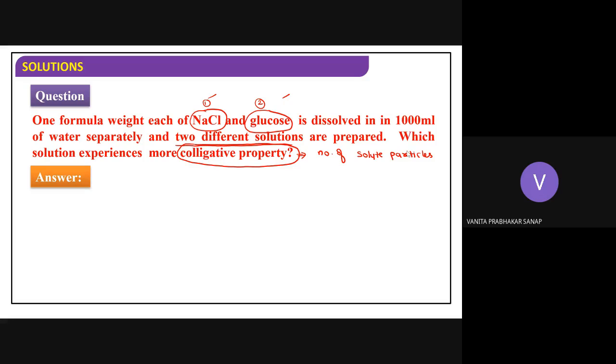Sir, sodium chloride. Why, beta? Because it is ionizable and it has two particles, Na+ and Cl-. When you dissolve NaCl in water, it will dissociate into two particles. But glucose, C6H12O6, even if you dissolve it in water, never dissociates. So it will be only one particle, and this one will be two particles. So it depends upon how many ions we get after dissociation; both cations and anions you have to consider here.